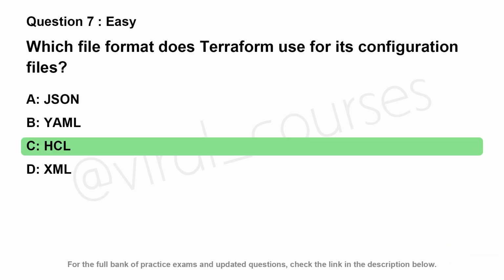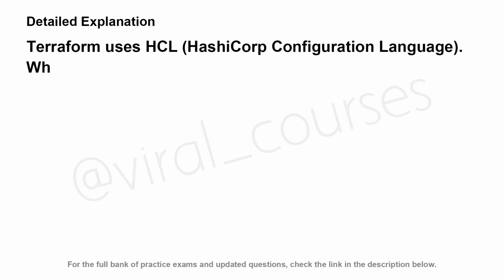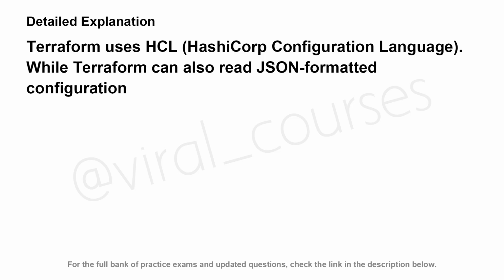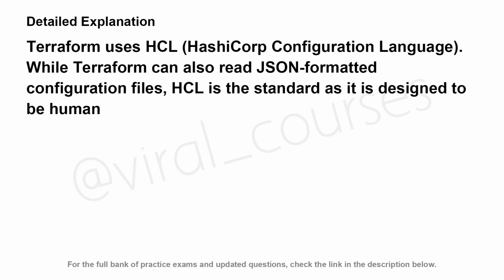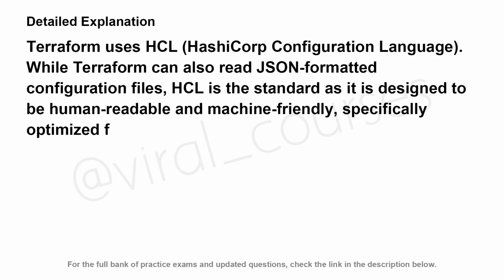The correct answer is C. Terraform uses HCL, HashiCorp Configuration Language, while Terraform can also read JSON-formatted configuration files. HCL is the standard as it is designed to be human-readable and machine-friendly, specifically optimized for describing infrastructure.